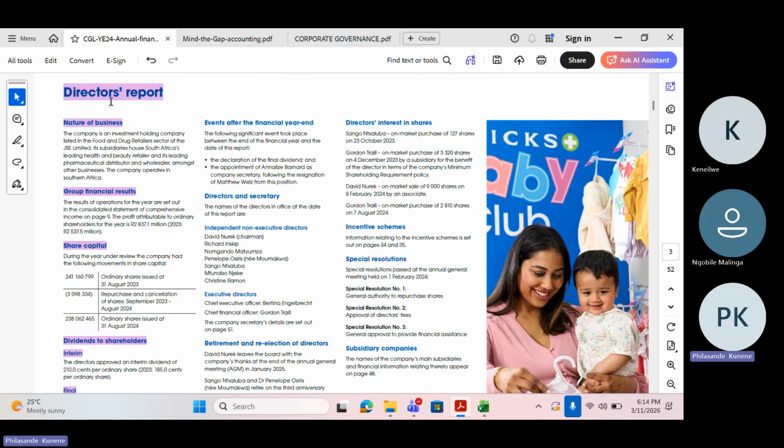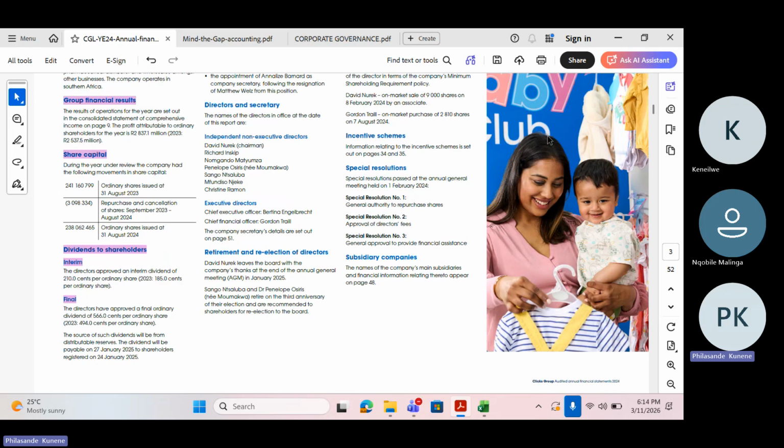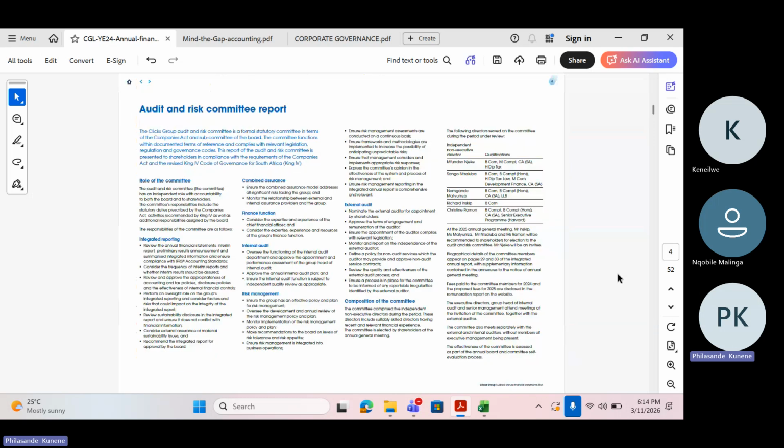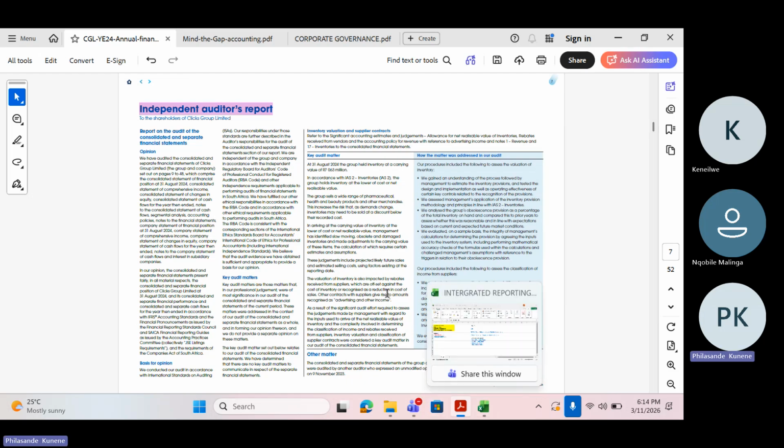So this is a report, director's report. The directors are giving us a report on the things that we should be aware of as the external stakeholders of the company. Okay. And then we have audit and risk committee. We are going to talk about this one later on. For now, we don't need to talk about this one. An independent auditor's report. These are the two reports that we're required to know as part of grade 12. These are the two reports that we are required to know.